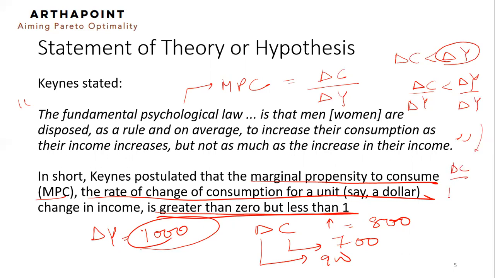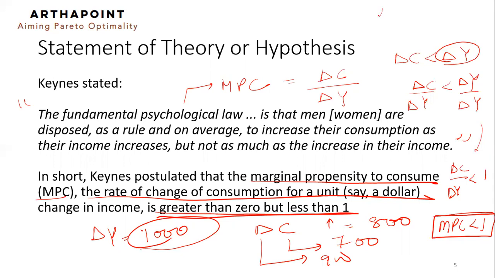Change in C by change in y is less than 1. Marginal propensity to consume is less than 1. This shows that the marginal propensity to consume is less than 1.